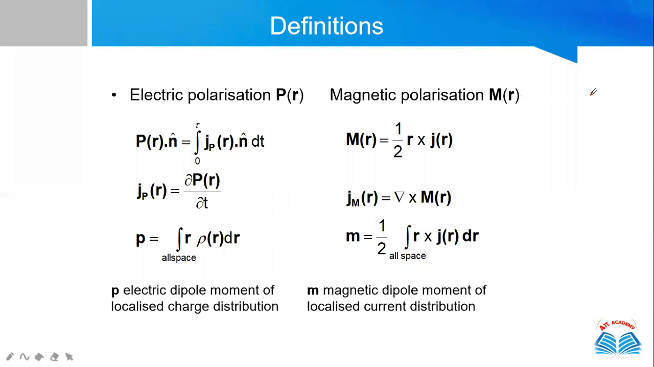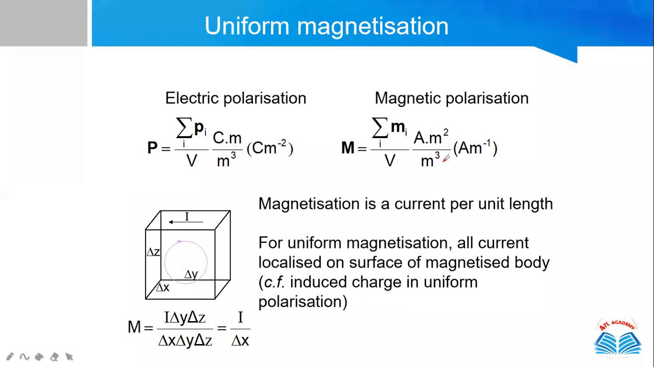And magnetic polarization is just the same thing. M(r) will be equal to half r cross J(r). J_M(r) equals del cross M(r), and m equals half the integral of r cross J(r) dr. This small m is the magnetic dipole moment. So by comparison, things got easier.